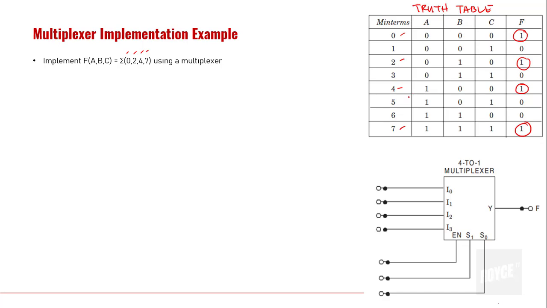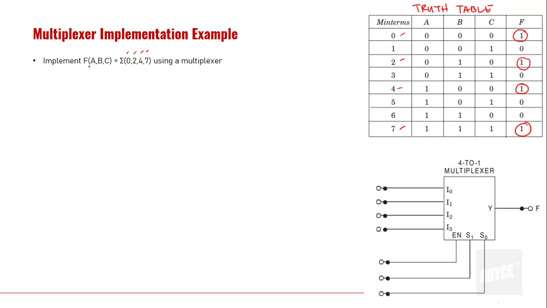0, 2, 4, 7. And then, we're gonna try to implement this using a multiplexer. There is actually a procedure for this, or minsan, pwede mo ding tingnan na lang yung relationship between the inputs and the output to come up with a circuit. Pero for now, let's try the procedure. First is we're gonna express the function in SOP form.